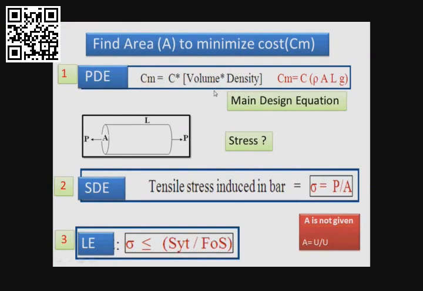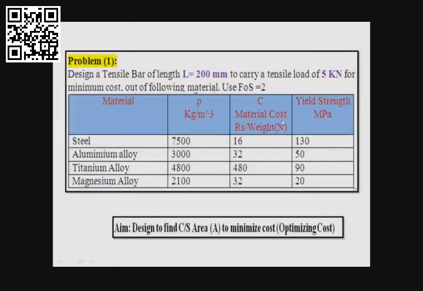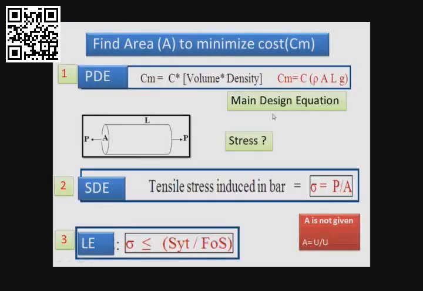Here the material rate is given per Newton. So the total cost is given by cost per unit weight, that is per Newton, into total weight in Newton. This is mass multiplied by g, which gives the weight. So cost per unit weight into total weight gives the total cost of that particular part. This is the primary design equation.